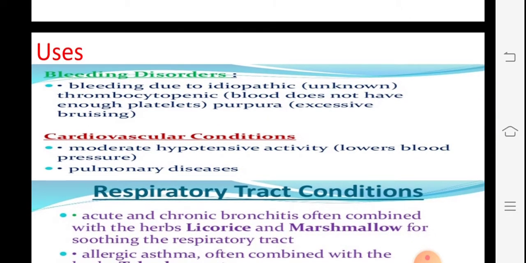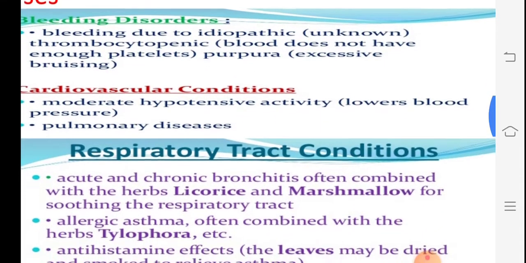Then uses commonly in bleeding disorders. Due to idiopathic thrombocytopenic purpura, the blood does not have enough platelets, so there is excessive bruising. We know about the teeth and gums, so there is certain infected bleeding. So it is used for gargling purposes.